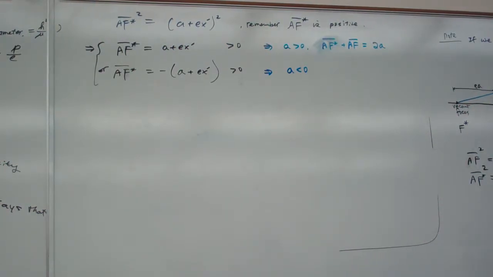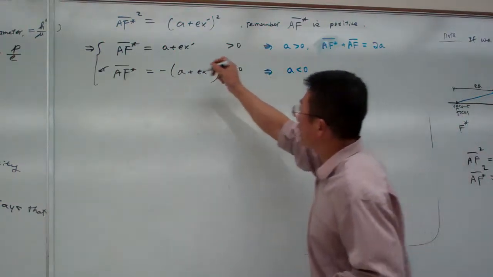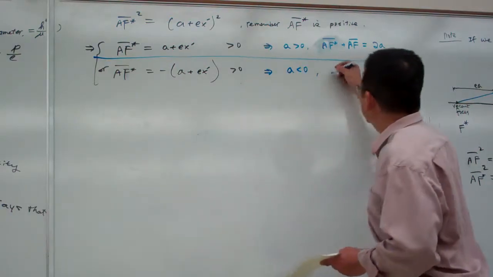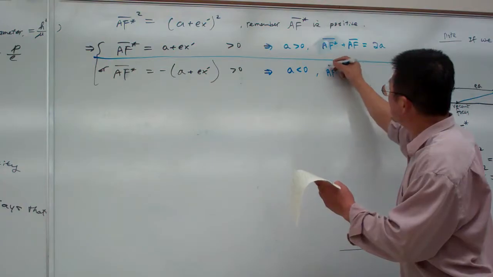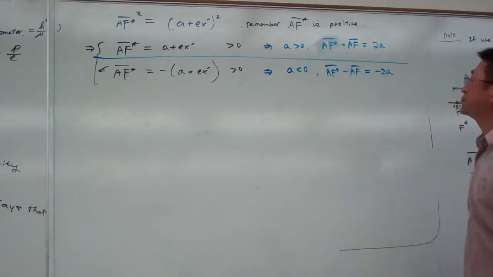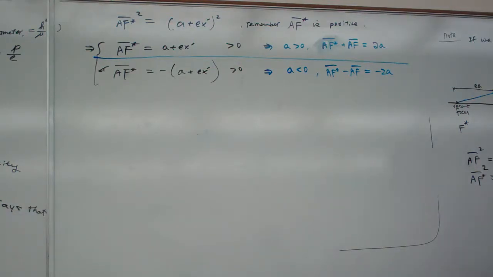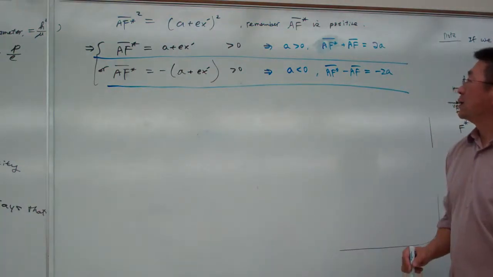So here we have AF. Here the manipulation we do is this one. And from the second option, the manipulation we do is this one. AF star minus AF, again, that is constant minus 2. So again, from this quick analysis, we have two possibilities.